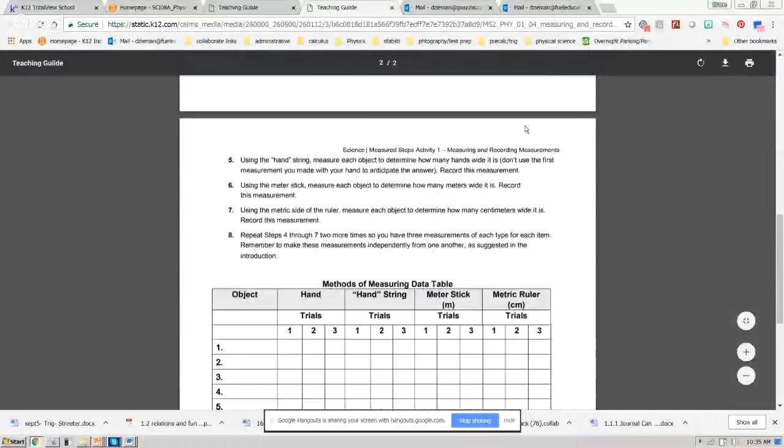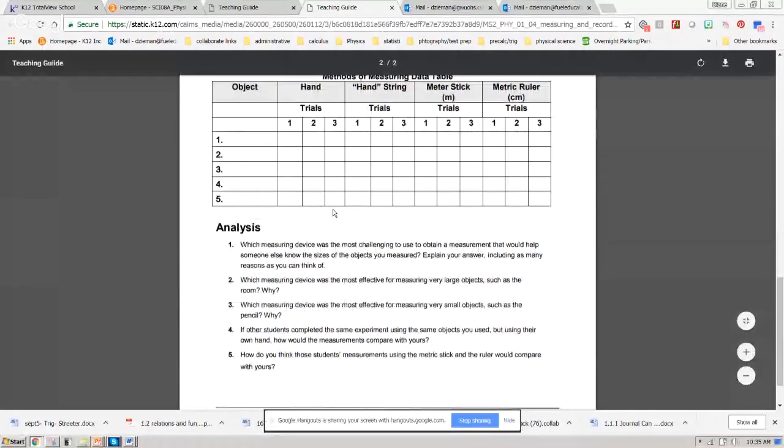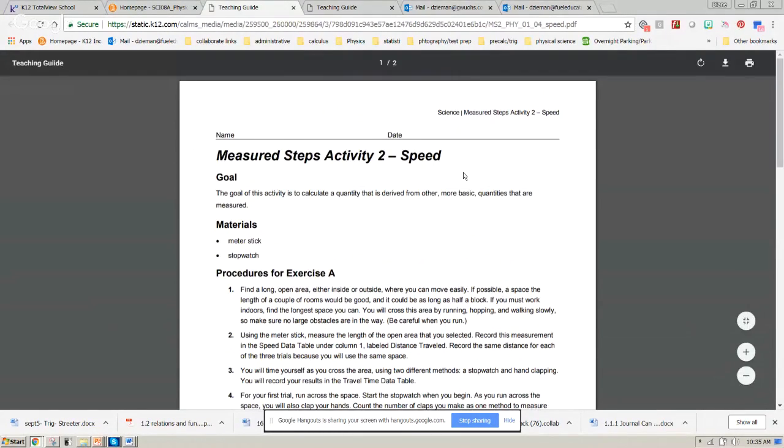So once you have filled out the table, so you've done each measurement 3 times, there are 5 questions at the bottom that you need to answer, and please answer them in complete sentences. Then you're going to move to the second part, which is all about speed.